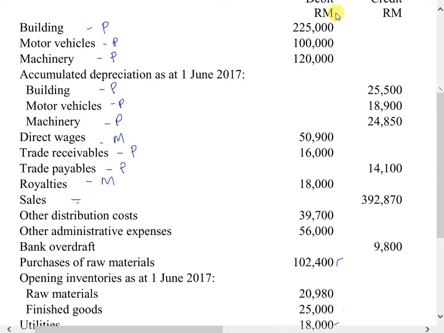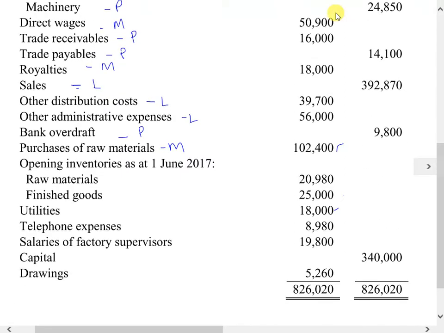Sales, SPL. Other distribution, other admin, bank overdraft, purchase of raw mat, manufacturing, opening raw mat, opening finished goods. Sorry, SPL. Here.